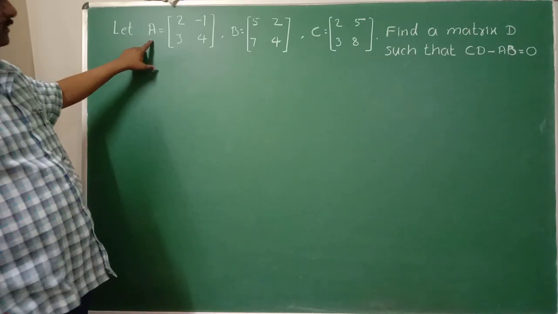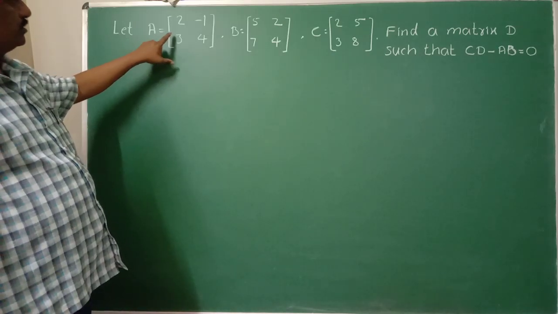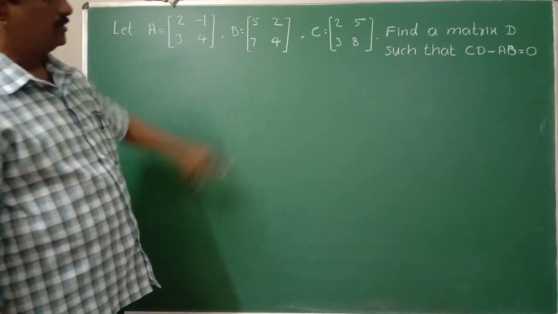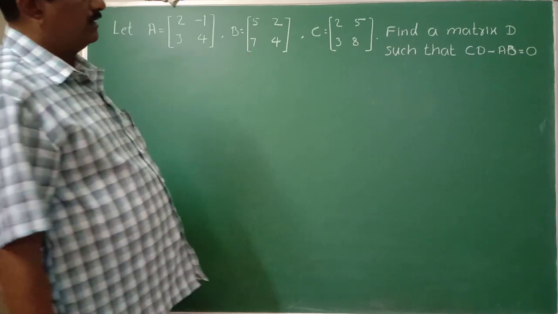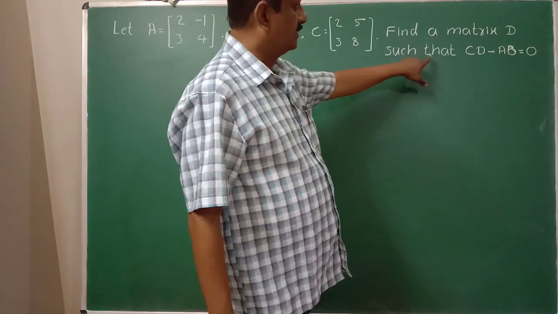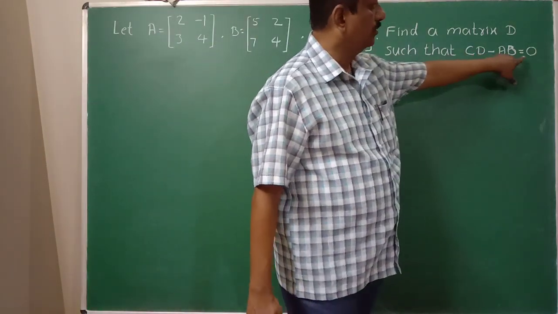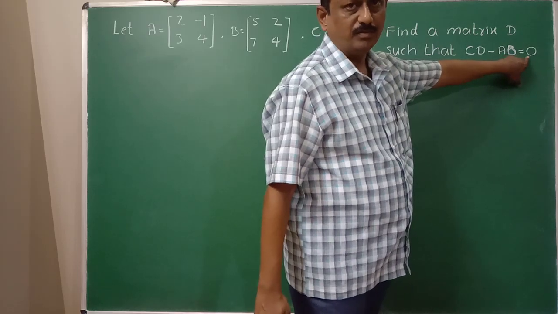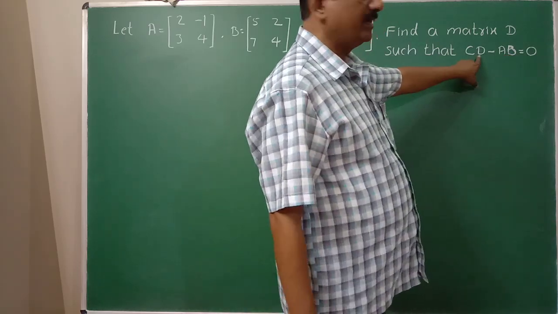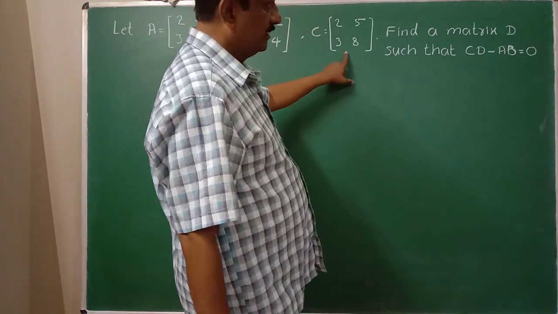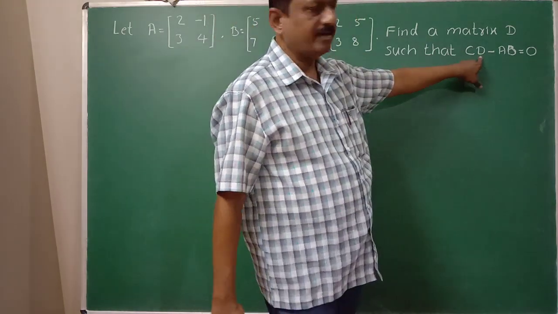So the matrix A is equal to [2, -1; 3, 4]. Similarly B and C, two more matrices are there. Find a matrix D such that CD minus AB is equal to O, where O is a null matrix. Here we need to find a matrix D. If these are all matrices of order 2, then D is also a matrix of order 2.